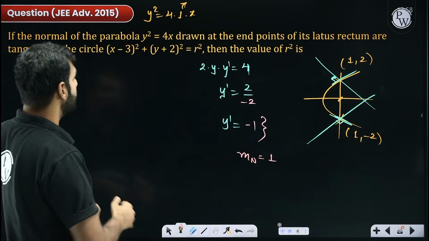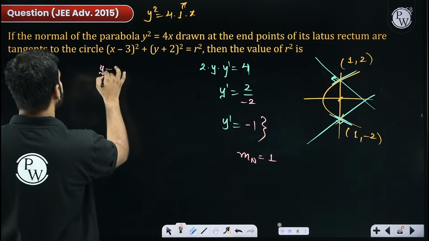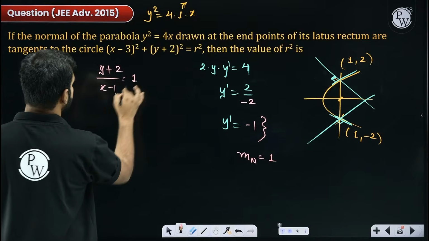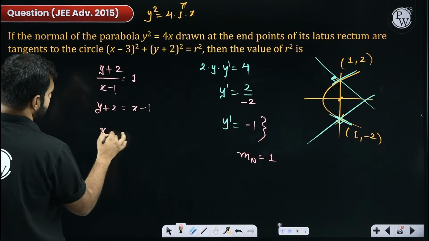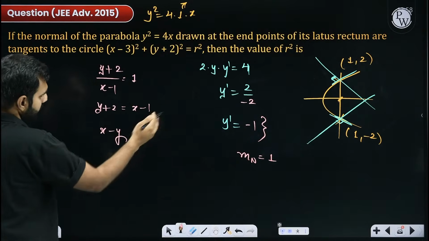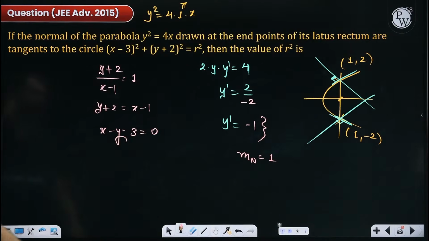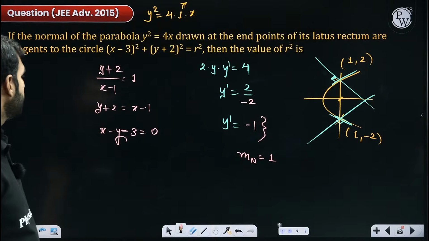With that, the equation of the normal will be y minus minus 2, that is y plus 2, upon x minus 1, is equal to the slope, which is 1. So with that, y plus 2 is equal to x minus 1. So it is x minus y, 2 is brought here, it becomes minus 3 is equal to 0. x minus y minus 3 is equal to 0. Getting it, everyone?